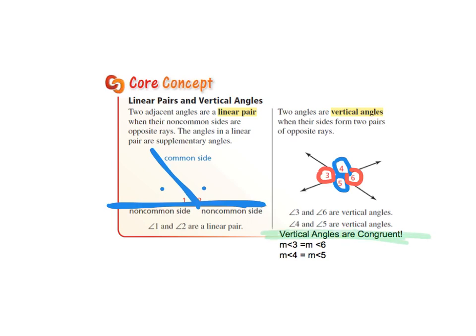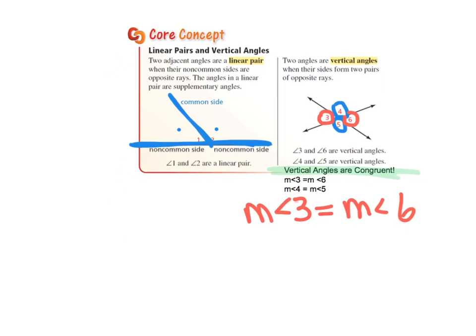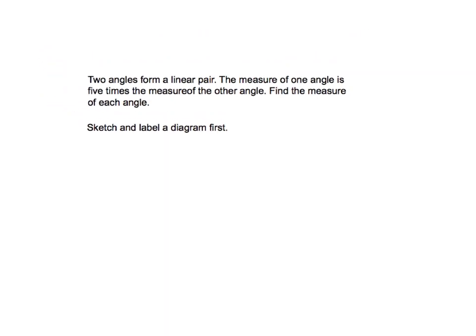So we could also write down here, say that angle, let's get a pen here, the measure of angle 3 equals the measure of angle 6. The vertical angles are congruent or equal to each other. We could also say the measure of angle 4 equals the measure of angle 5 because they are vertical angles. So let's just do a quick example here.